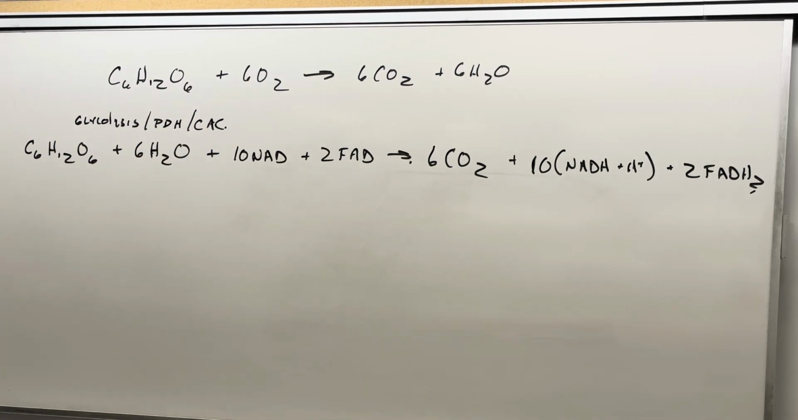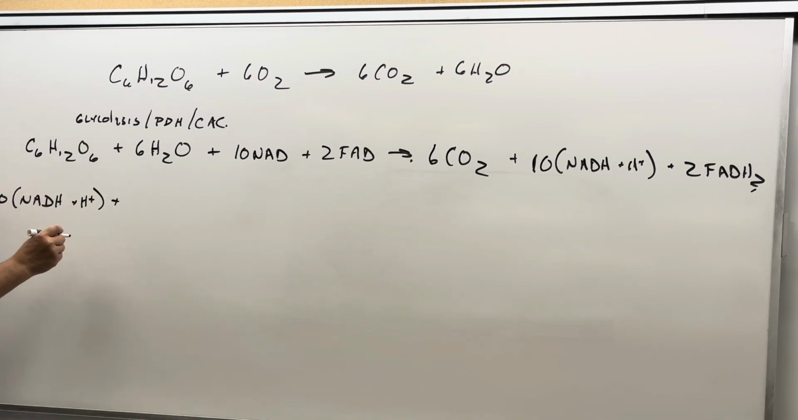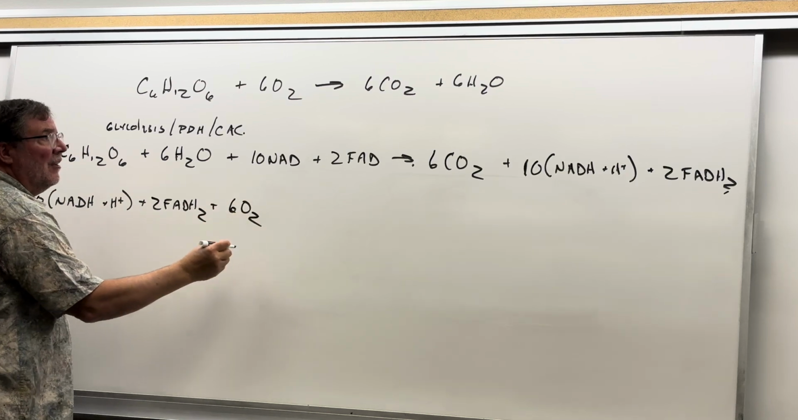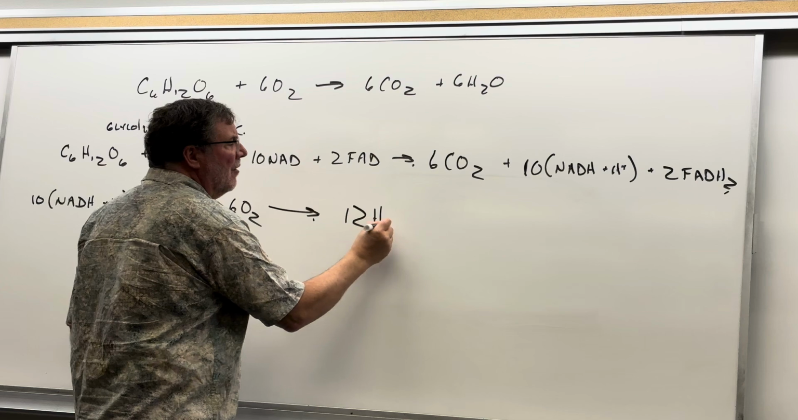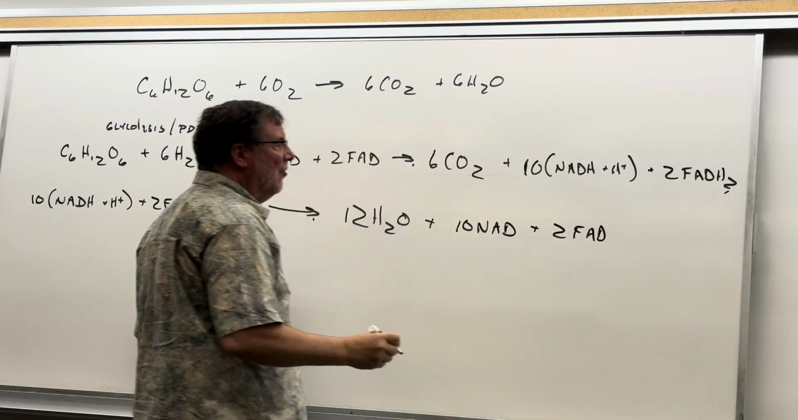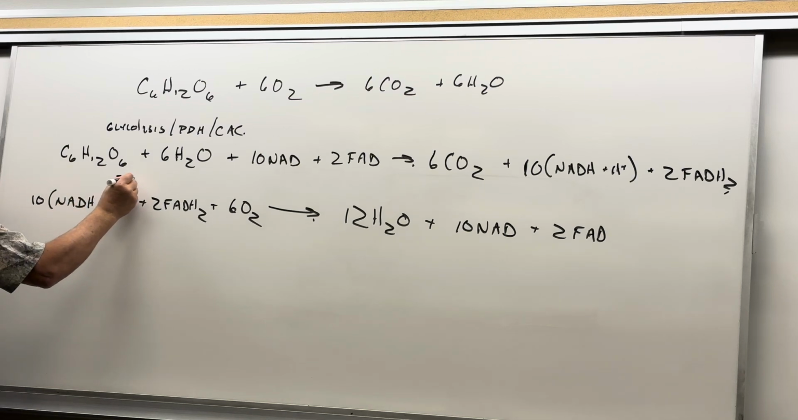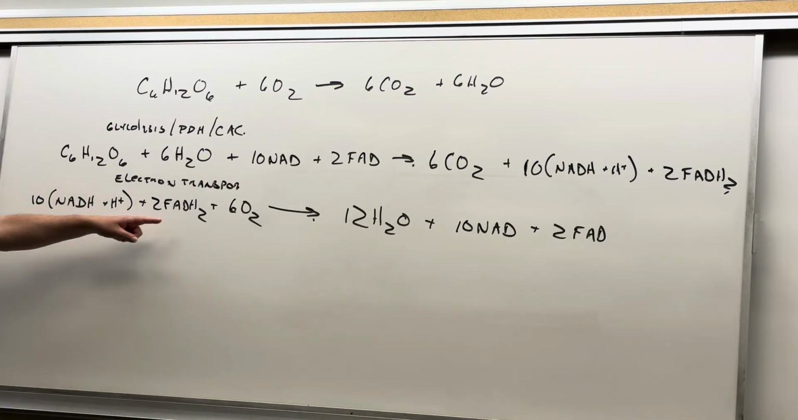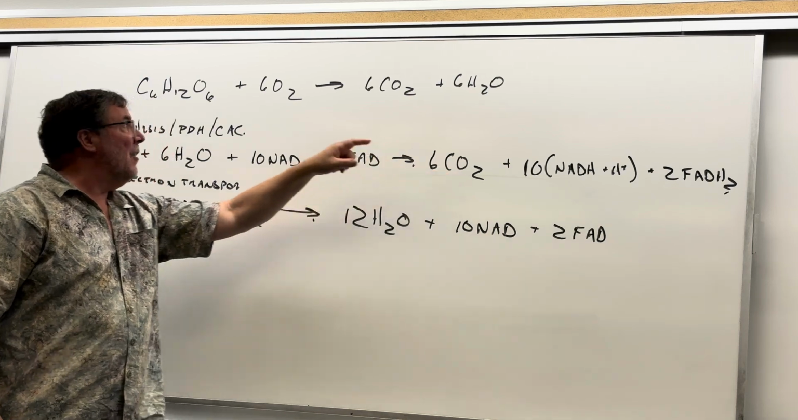The second phase, which is the electron transport chain, takes our 10 NADH plus H+ plus our 2 FADH2 plus 6 oxygens, and it ends up generating 12 waters plus 10 NAD+ plus 2 FAD. So this process here is electron transport. All the oxygen that is used gets consumed in the electron transport chain. So the CO2 that's generated actually has nothing to do with the oxygen that we bring in.